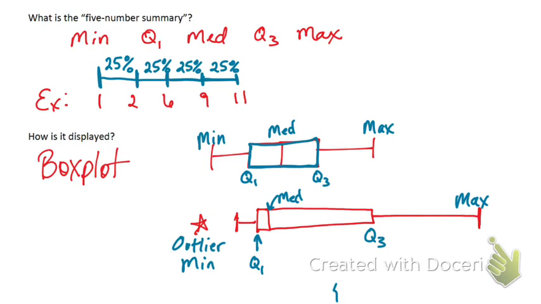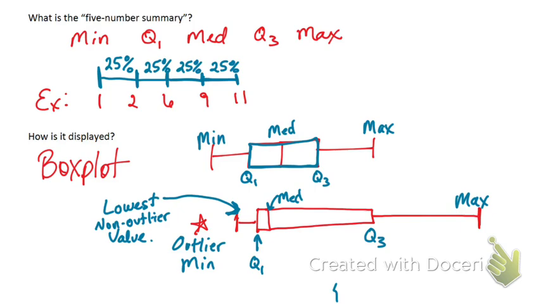Now, what about this bottom whisker? What does this number represent right here? What is that? The last number before the outlier. You are so right. Very good. This is the lowest non-outlier value. That's the lowest non-outlier value.